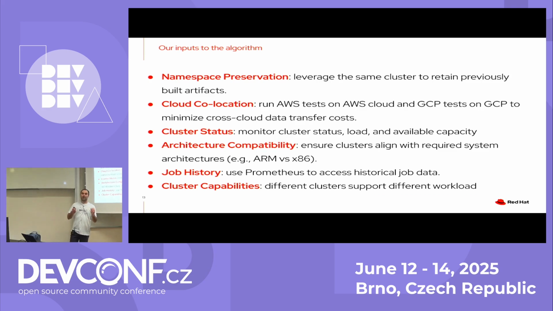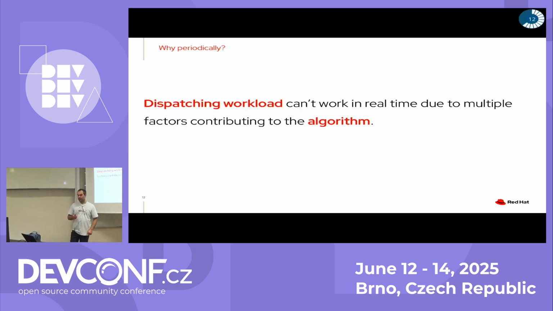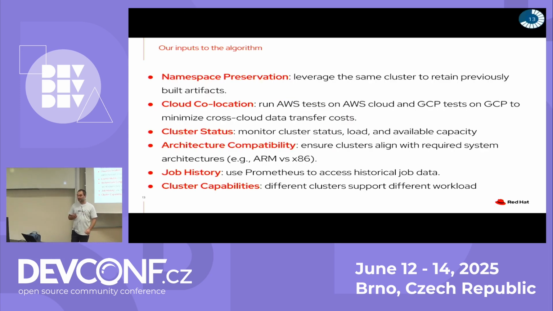So this is why we need this namespace preservation, because all the artifacts reside in the namespace, which resides on certain clusters. It's a certain cluster. So it would be inefficient for us to change this cluster. This is why we are not assigning workload in real time, but rather pre-assigning, yes?